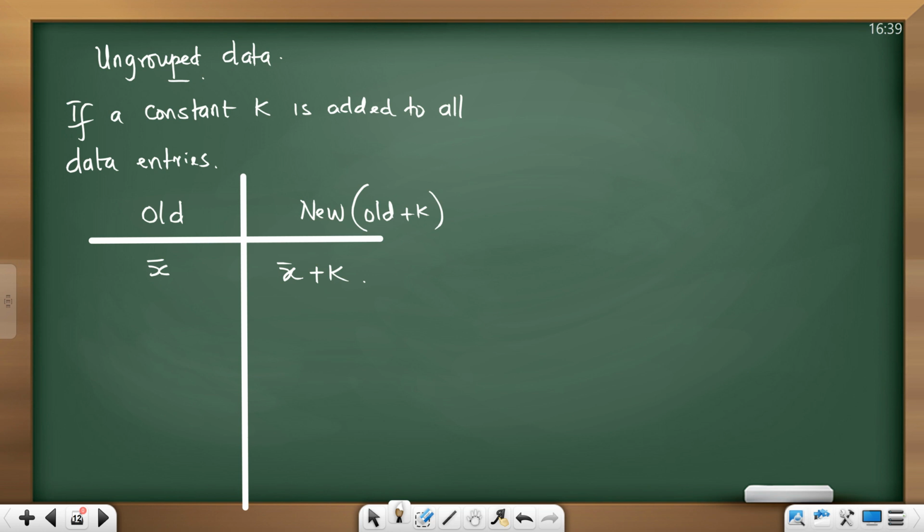Whatever they asked, if a constant is added, it's very simple. Let's look at this. 1 plus 2 plus 3 plus 4 plus 5. What's your answer here? 15. What is the mean here? 15 over 5. What is that? 3.